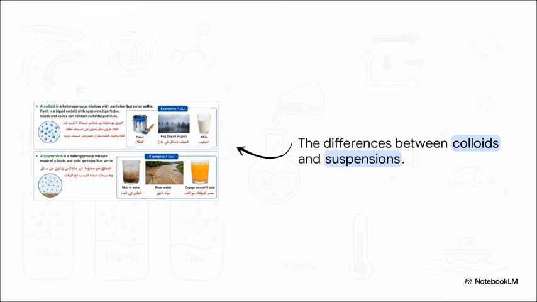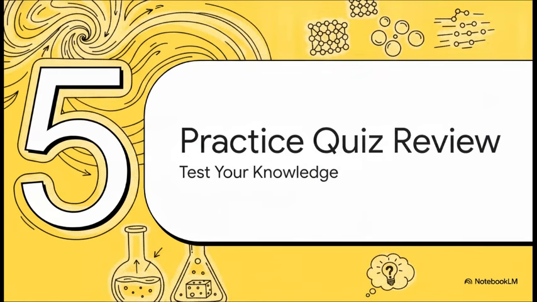A suspension, or muallaq, on the other hand, contains solid particles that will eventually settle down to the bottom over time. Muddy river water or orange juice with a lot of pulp are perfect examples. If you just let them sit there, the heavy particles sink right to the bottom.